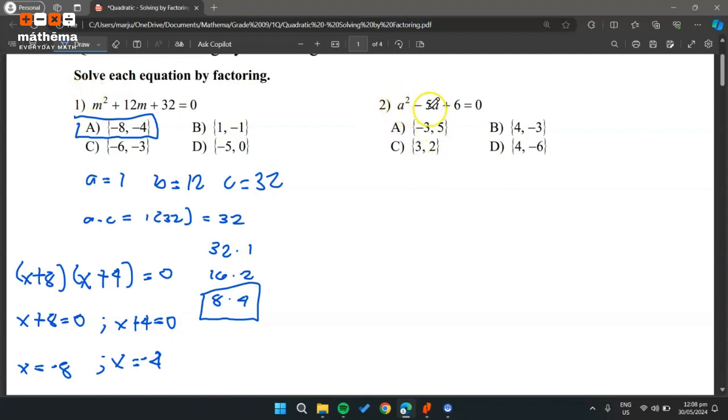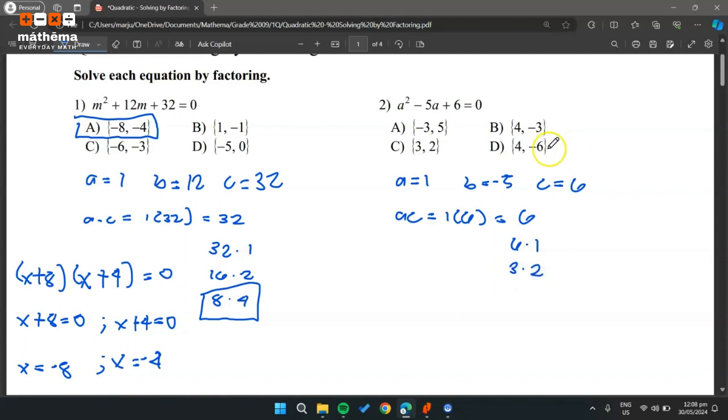We have a squared plus 5a plus 6 is equal to 0. So again, list down your a, which is just 1, your b, which is negative 5, and then your c is 6. So a times c, that is just 1 times 6, will give you 6. List down the factors of 6. We have 6 times 1 and 3 times 2.